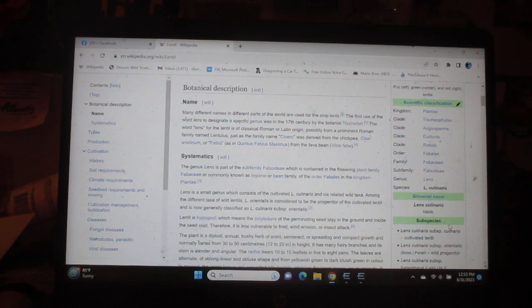Systematics. The genus Lens is part of the subfamily Faboideae, which is contained in the flowering plant family Fabaceae, commonly known as the legume or bean family, of the order Fabales in the kingdom Plantae. Faboideae.